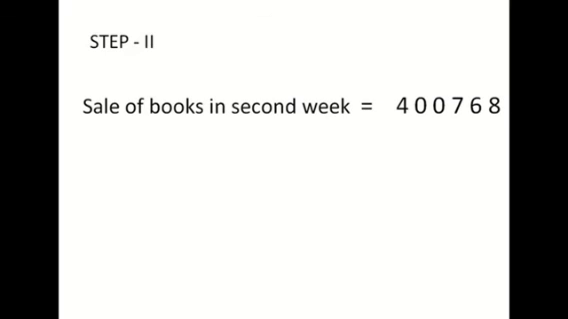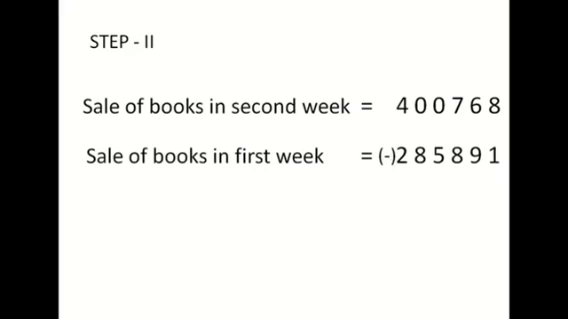Sale of books in second week, it was 4,768,000. Now you will write sale of books in first week. It was 2,85,891. So you have to subtract and find out the value. Try to find out the value, the difference, by yourself. Check the answer from here. I hope you are correct.